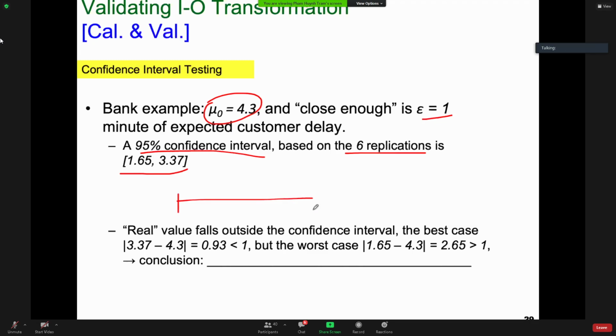Okay, you can plot 1.65. You have 1.65. This is our 95% confidence interval to 3.37 minutes. With 95% confidence, the average waiting time from our simulation would have a value from 1.65 to 3.37. Okay, our real system is 4.3 minutes.